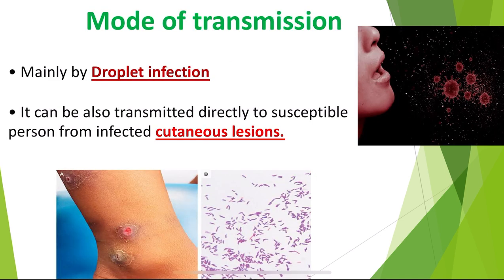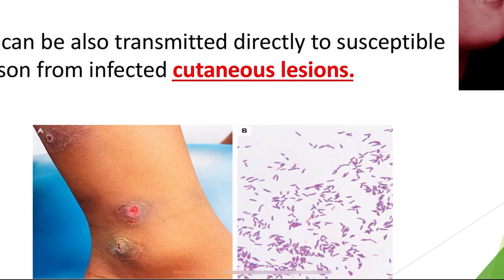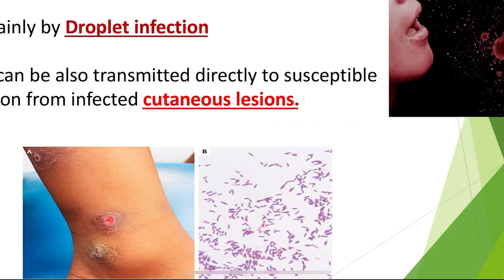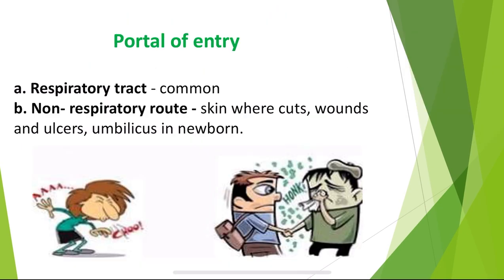Moving further to the mode of transmission of diphtheria. As I discussed earlier, it is mainly transmitted through droplet nuclei. It can also be transmitted directly to a susceptible person from the infected cutaneous lesions, the skin lesions. As you can see in the picture here, it can also be transmitted through the cutaneous lesions.